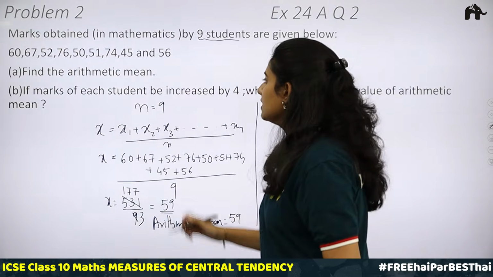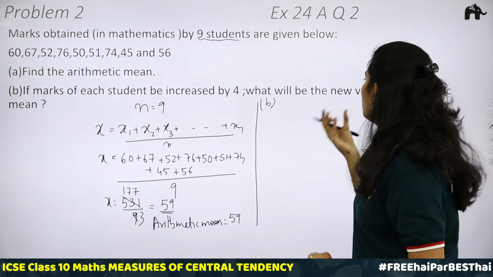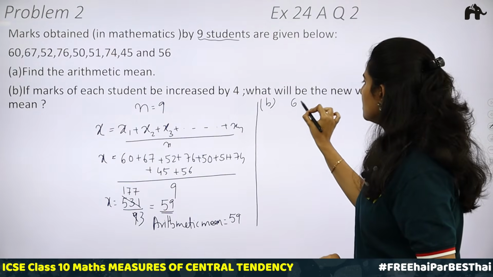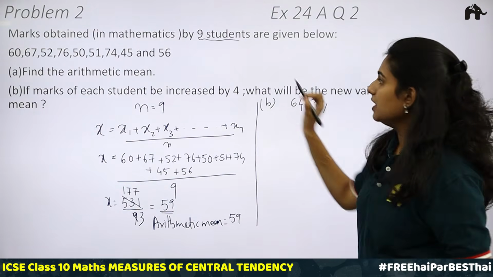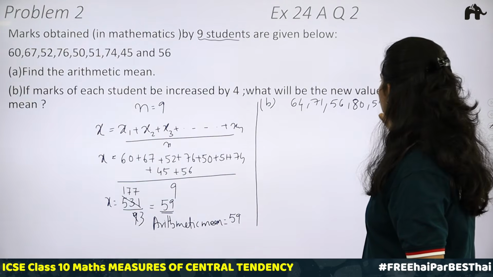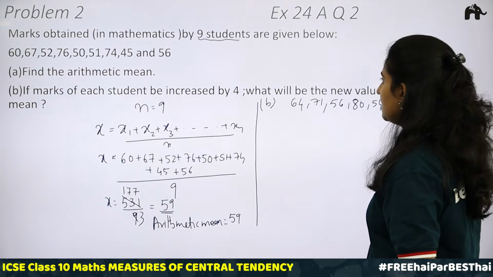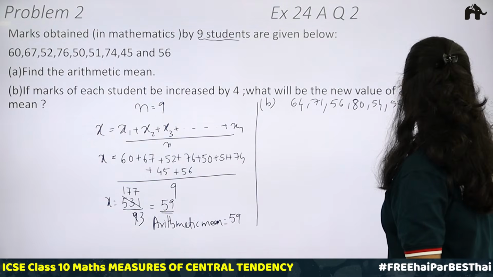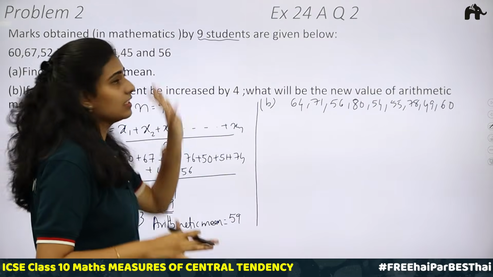Okay, now what is given for the B part? If marks of each student be increased by 4, what will be the new value of arithmetic mean? What happens? 60 will become 64. 67 will become 71. Then 52 will become 56. 76 becomes 80. 50 becomes 54. 51 becomes 55. 74 becomes 78. 45 becomes 49. Then 56 becomes 60. So these are the new values for the marks obtained in mathematics by the 9 students.